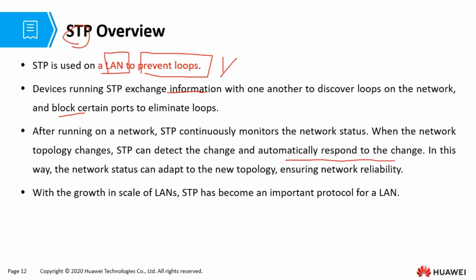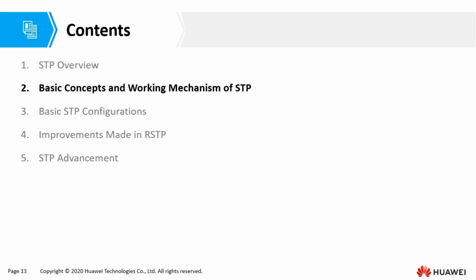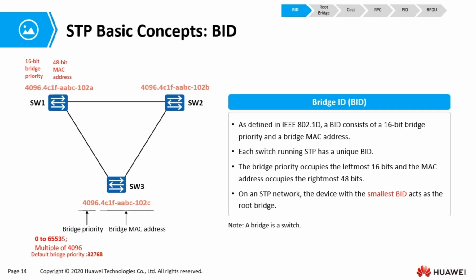and they are going to automatically switch the blocked port to the forwarding state. And also, as the scale of the local area network grows, STP becomes an important protocol for the local area network because you need to implement redundancy. Okay, next we are going to see the basic concepts and the working mechanism of STP.